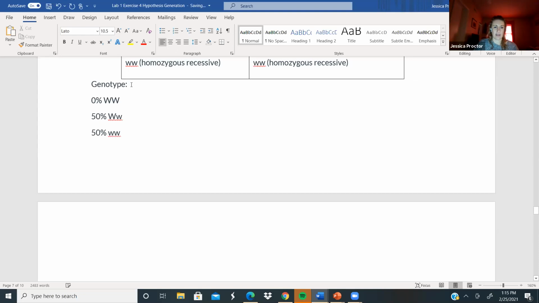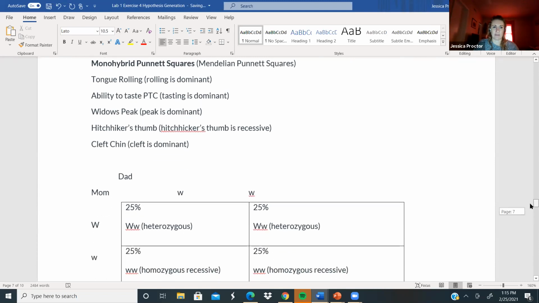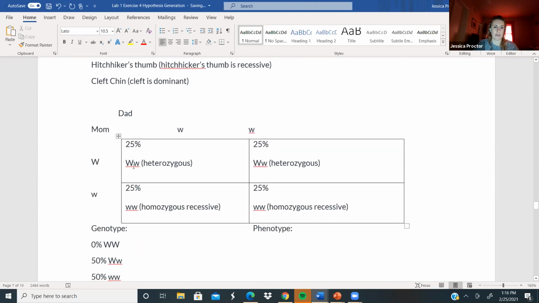Okay, so those are the genotype probabilities. Then if we wanted to figure out the phenotype probabilities, we have to remember that widow's peak is a dominant trait. It's a Mendelian trait that is dominant. So as long as there is one dominant capital W, that child will end up having a widow's peak. So 25% plus 25%, essentially 50%. Every single time this mom and this dad have a child, they have a 50% chance of having a child with a widow's peak. And they also have a 50% chance of having a child that does not have a widow's peak.